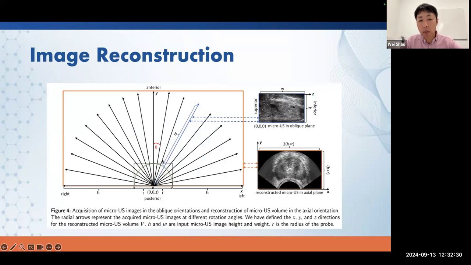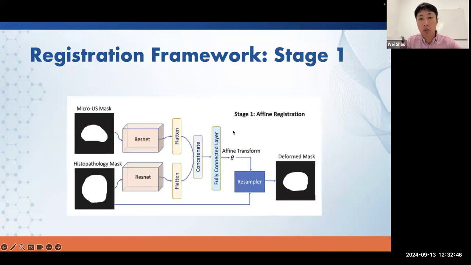So we have developed an algorithm to automatically do this reconstruction. You have a sequence of microultrasound images and then reconstruct a 3D microultrasound image volume to extract those axial microultrasound slices for the registration with the histopathology image. We design our image registration network as a two-stage network. The first stage is to estimate a global affine registration. So with affine, you have rotation, scaling, translation, etc.